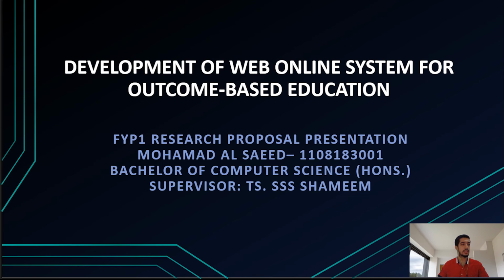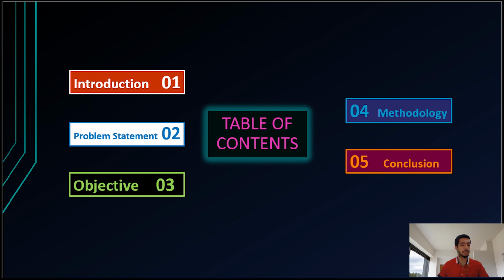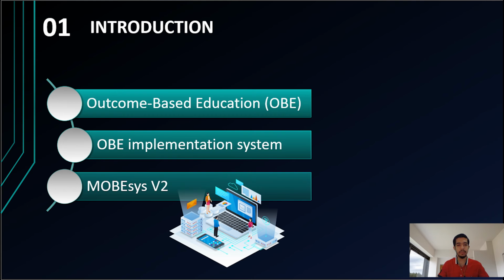This is the table of contents: the introduction, the problem statement, the objective, the methodology, and finally the conclusion. I'm going to develop an online system for OBE, so we first need to know what OBE is. OBE is basically an educational theory that bases each part of an educational system around a goal, so that by the end of the educational experience, each student should have achieved the goal.